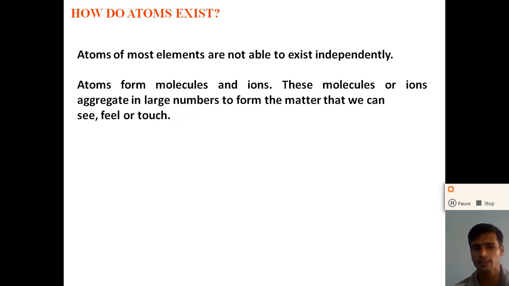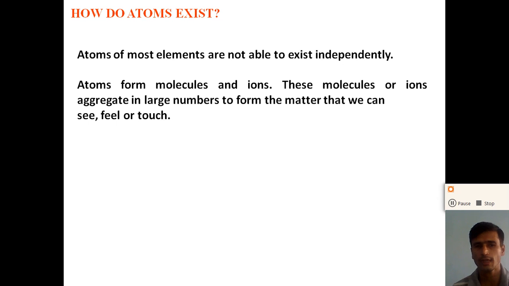So we can say that for most elements, atoms are not able to exist independently. Atoms of the same element or different elements combine together to form molecules or ions. These molecules or ions in large numbers form matter, and matter we can see, feel or touch.